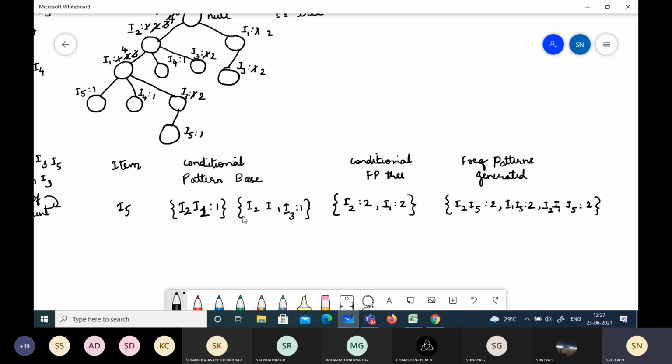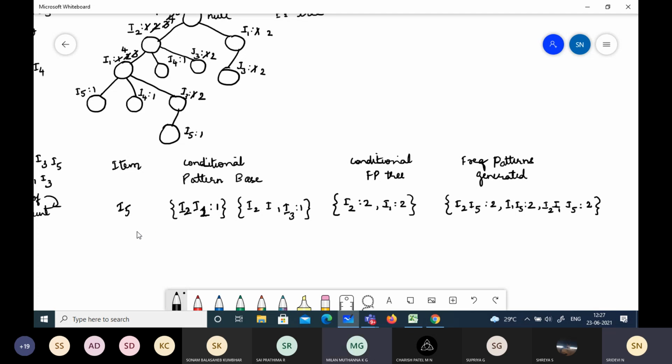I2 one time, I1 one time, I2 once, I1 once, I3 once. So we'll take the sum, and I3 we are not considering here, because the support count is less than 2. Then we will join this I2 with I5, I1 with I5, and then I2, I1 with I5. The count we have written. Likewise, we'll do it for all the items.